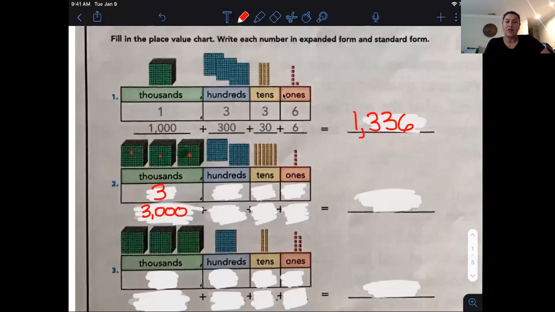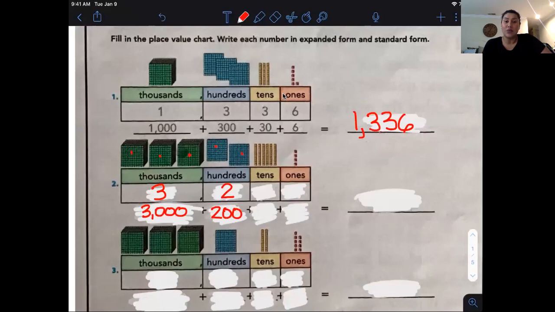Now, how about in the hundreds room? How many hundreds are there? Let's count them. 1, 2, 200. Let's write it down below in the expanded form, because if there's 2 hundreds, then it's 200, right? So you'd write out the full number in expanded form, not just a 2.